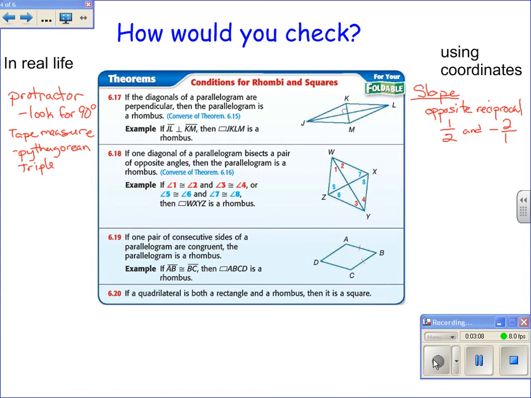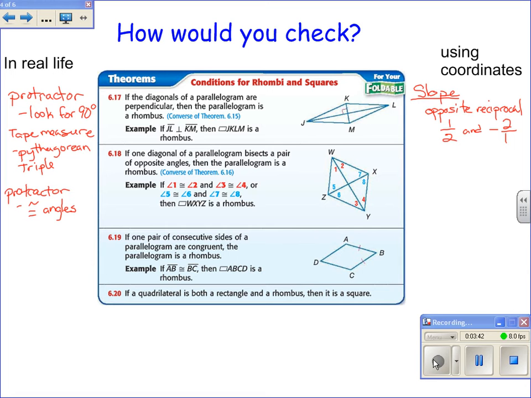In 6.18, if one diagonal of a parallelogram bisects a pair of opposite angles, then the parallelogram is a rhombus. The only way I could check for that in real life is to use a protractor. So I'd be looking for congruent angles. So protractor again. And what I'd be looking for here would be congruent angles.